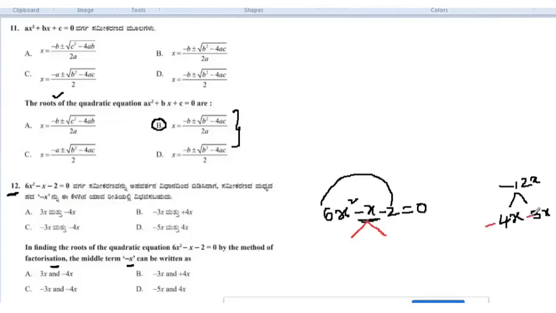So we are going to split the middle term using the factorization method. Minus 4x plus 3x gives you negative x. So 6x square minus 4x plus 3x minus 2 is the split form of the middle term. The correct option for this question is minus 4x and plus 3x, or plus 3x minus 4x. The correct option is A.